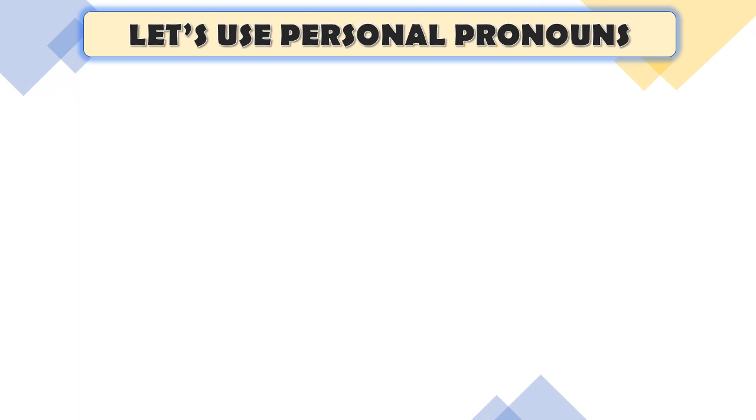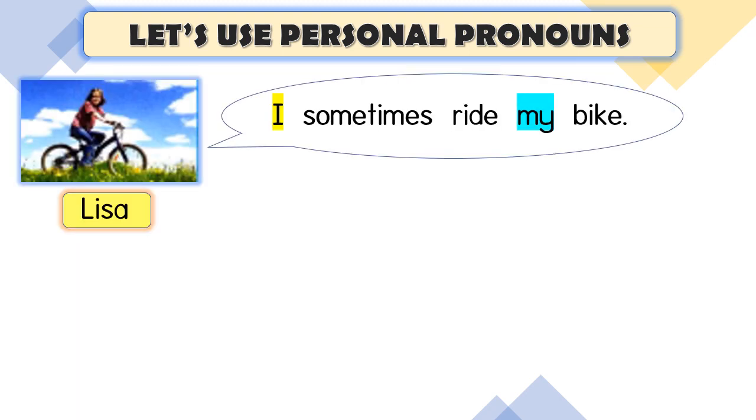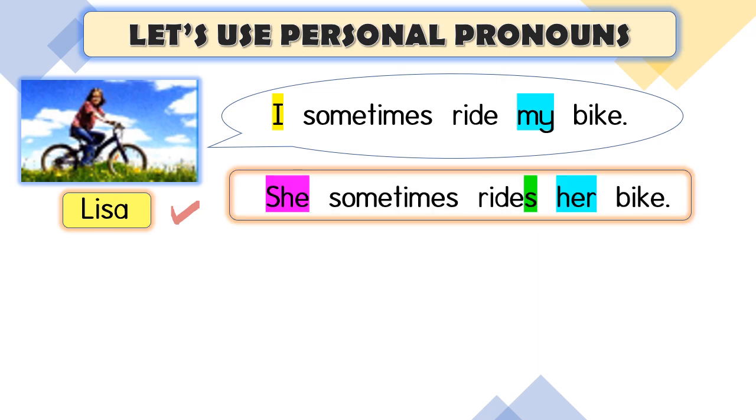Before writing, let us practice the use of personal pronouns. Look at this picture. Lisa says, I sometimes ride my bike. Based on the information here, can you tell something about Lisa? What does she do? We refer to Lisa as she. So, we can write like this. She sometimes rides. Here we don't put s because it is I. But here, since the subject is she, we put s. Singular, adding s to the verb. She sometimes rides her bike.